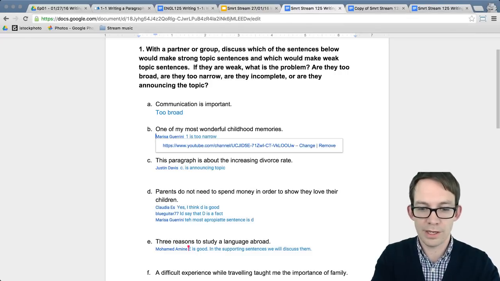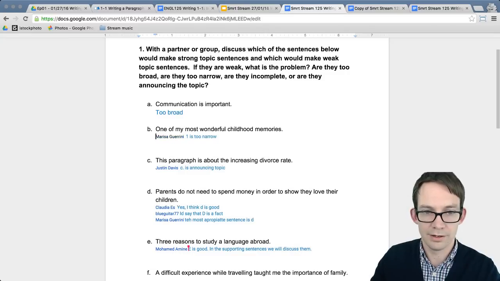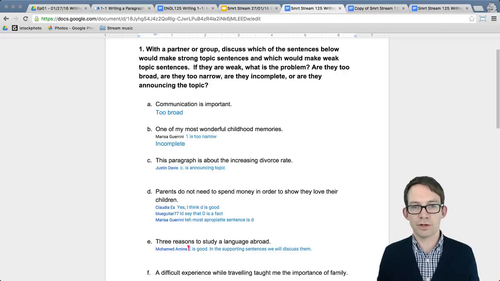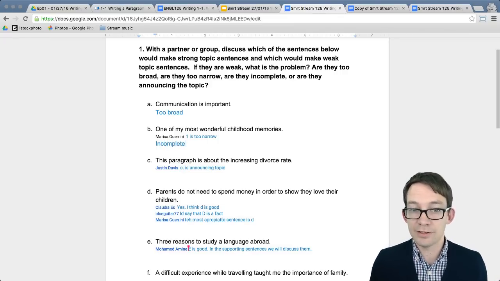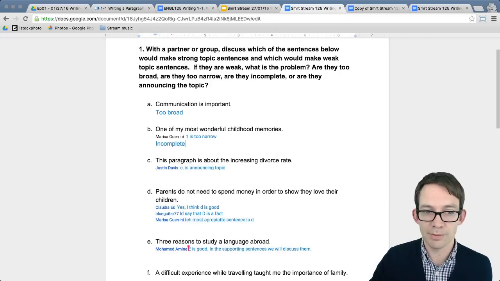Okay, so I'm going to remove that. And here, I'm going to say incomplete. All right, one of my most wonderful childhood memories. This is just a subject with a prepositional phrase next to it, and it's an incomplete sentence, okay? So that's not a good topic sentence.